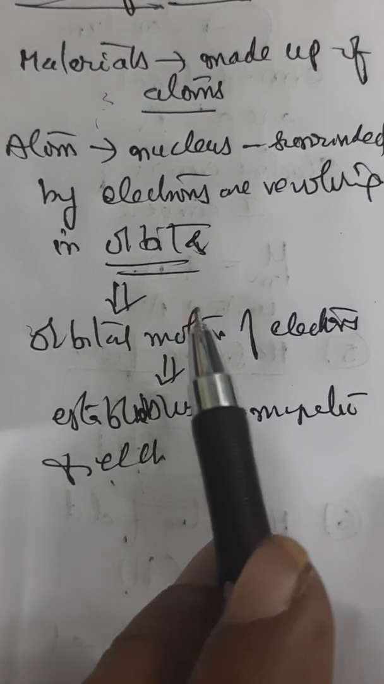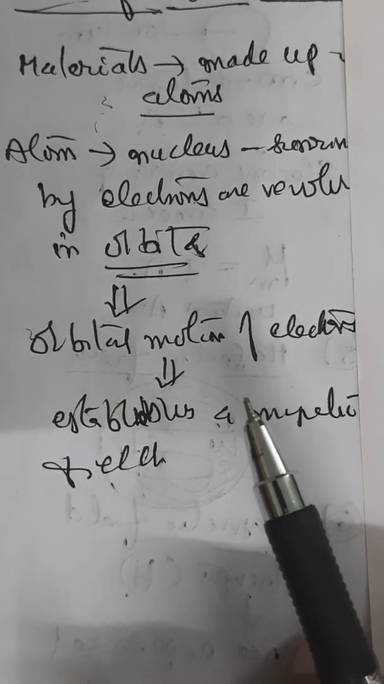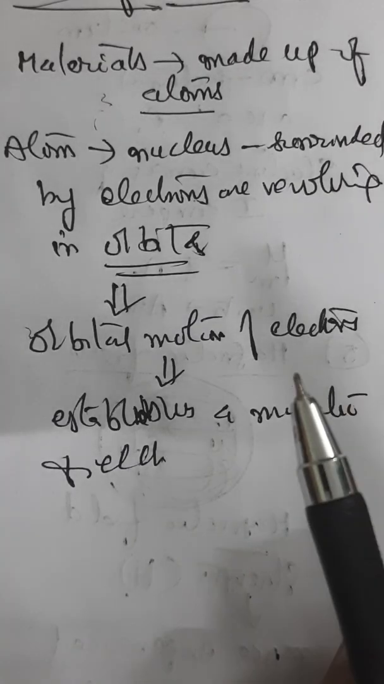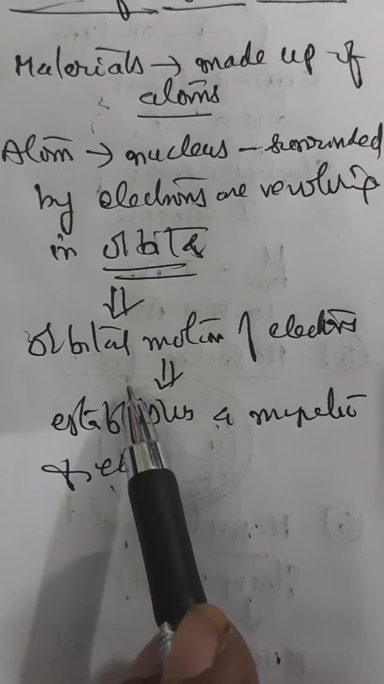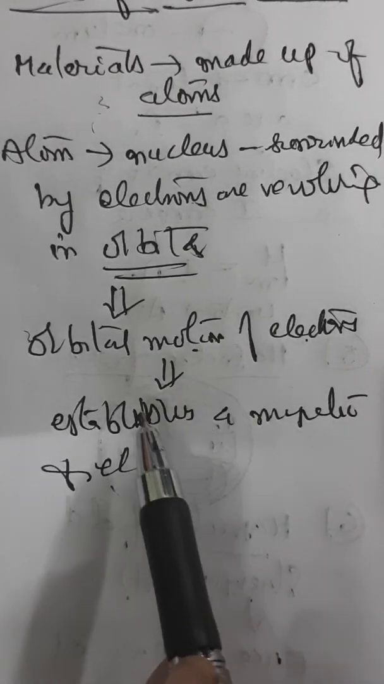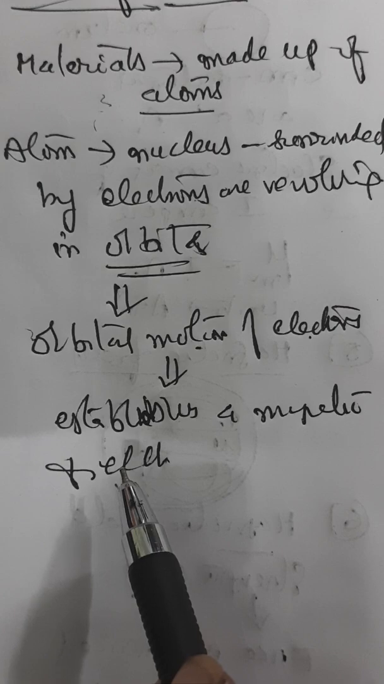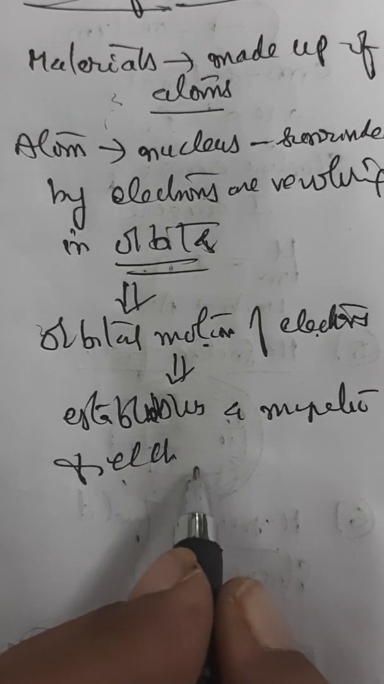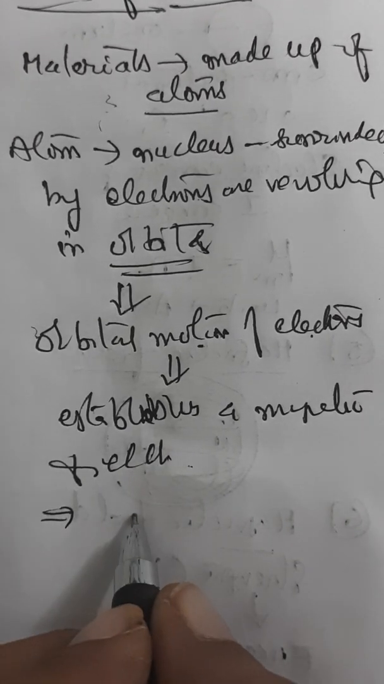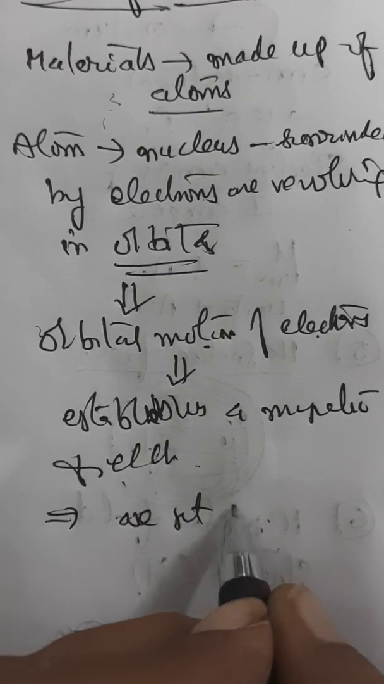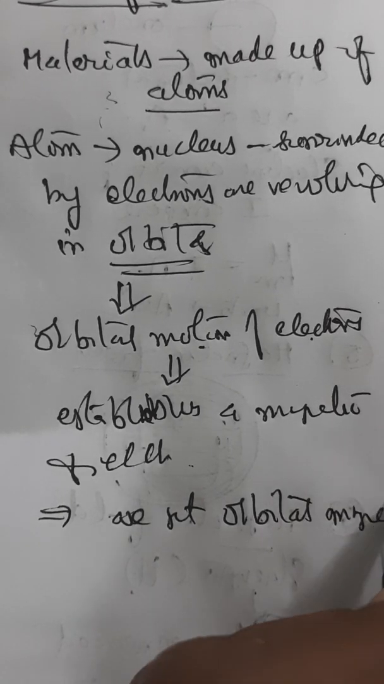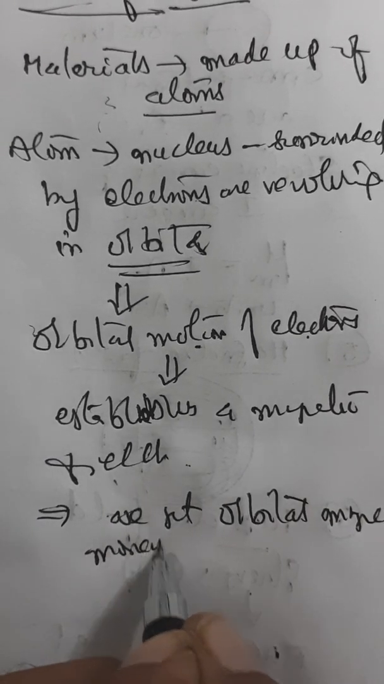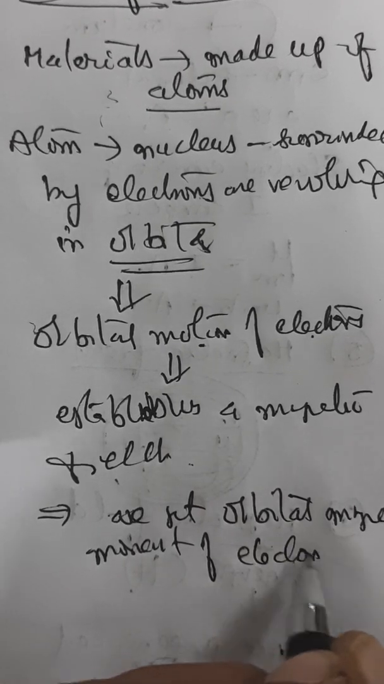How? Electron is a charge, no? When charge is moving, there is current, and whenever there is a current, obviously you will have a magnetic field. So when electrons are revolving in their circular orbits around the nucleus, that orbital motion of electrons constitutes what is called a magnetic field. So therefore, the result of this is we get the orbital magnetic moment of electrons.